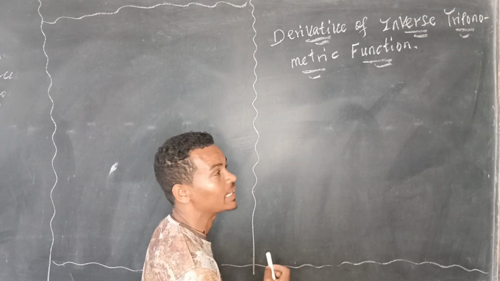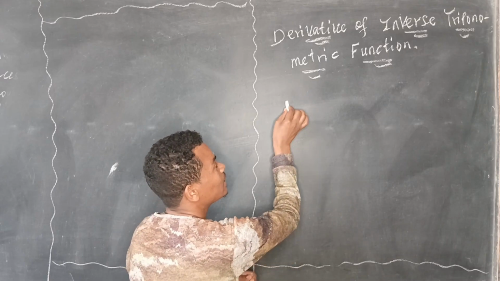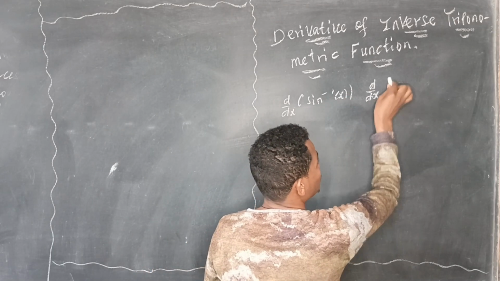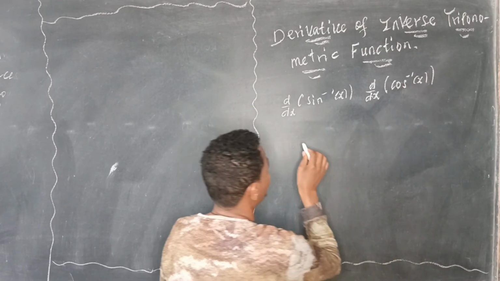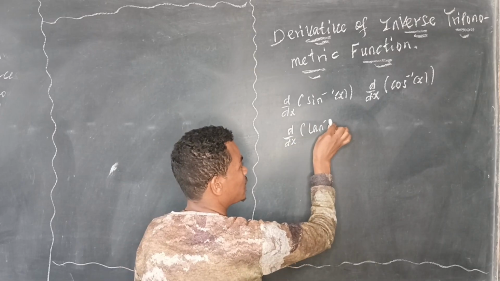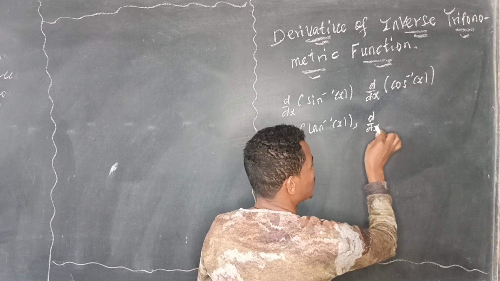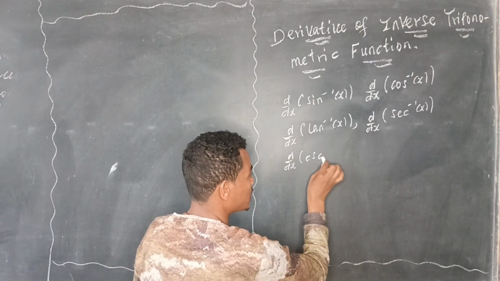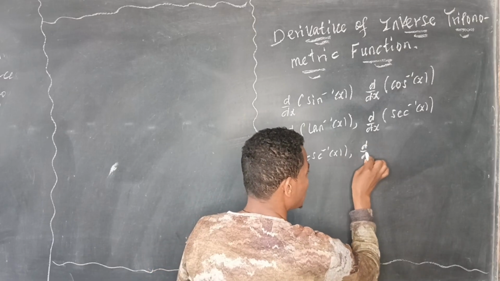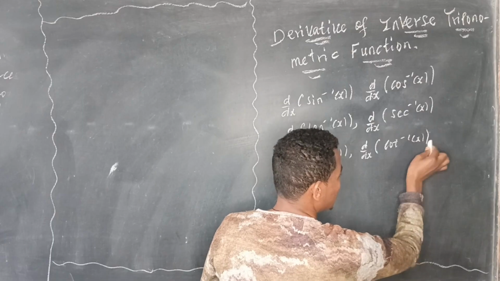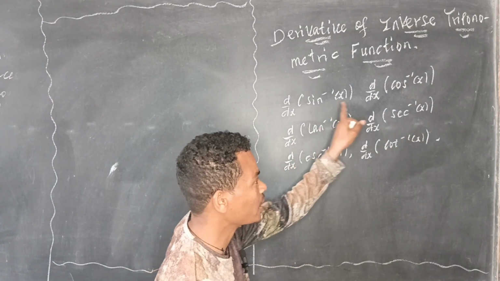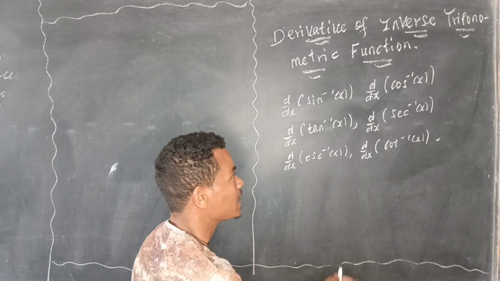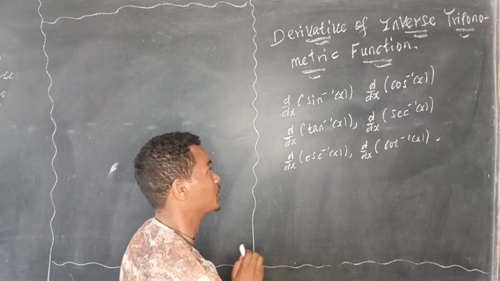Today we will see how to find the derivatives of inverse trigonometric functions, that is d by dx of sine inverse of x, d by dx of cos inverse of x, d by dx of tan inverse of x, d by dx of sec inverse of x, d by dx of cosec inverse of x, and d by dx of cot inverse of x. We apply the same technique to each one.